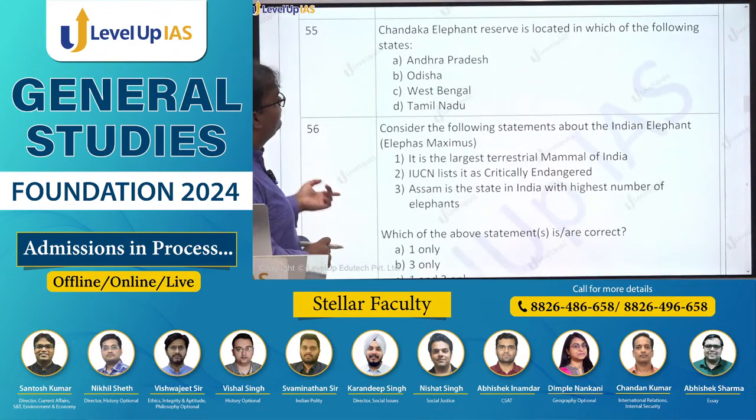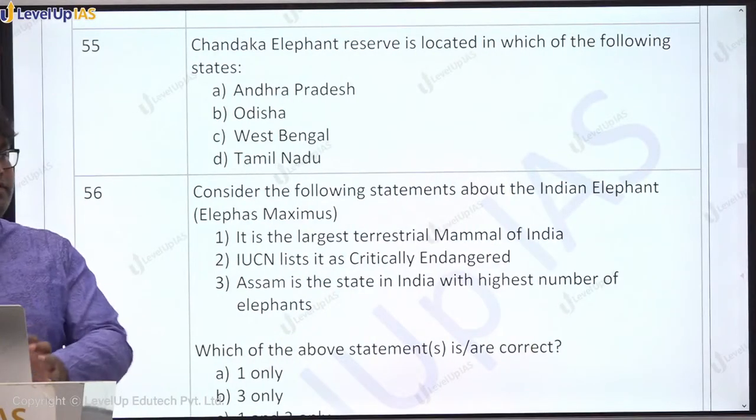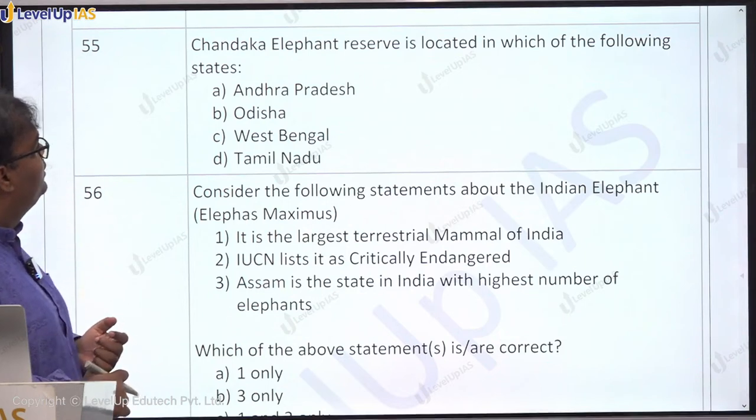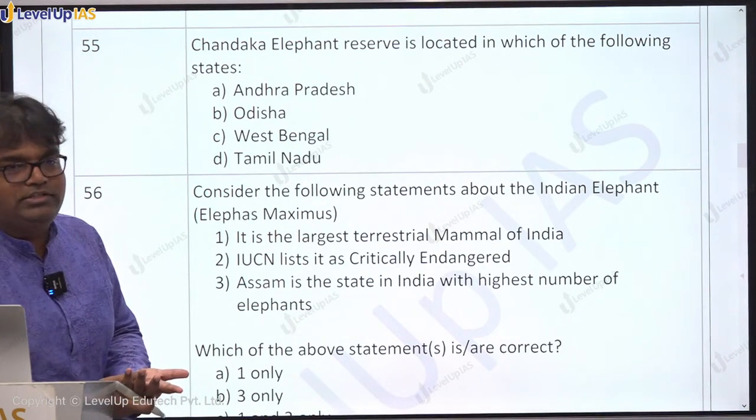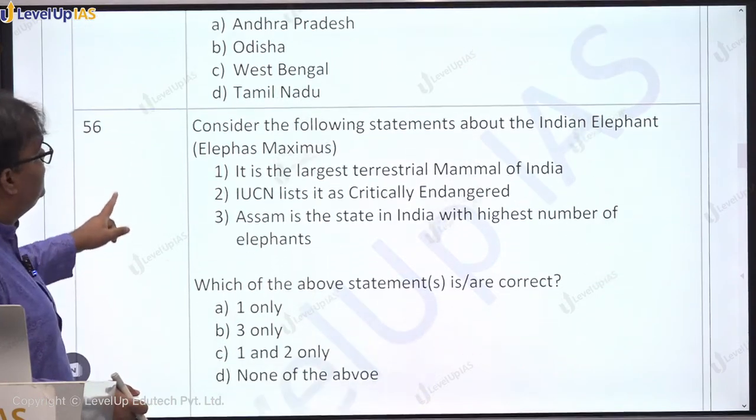55. Chandaka Elephant Reserve is located in which of the following states? Now we are quickly doing all the elephant topics. Look, even the name Chandaka is visible. It's a region in Odisha and the elephant reserve is also located there. Easy one.